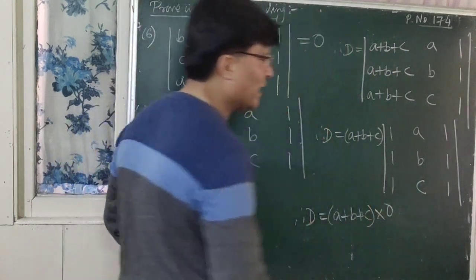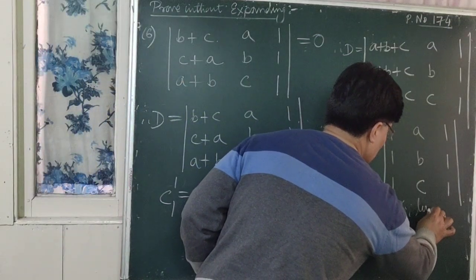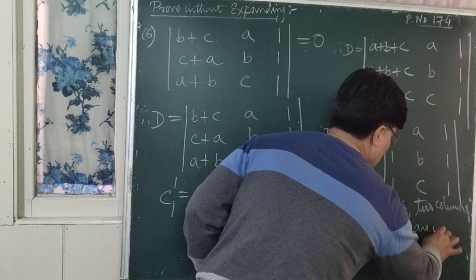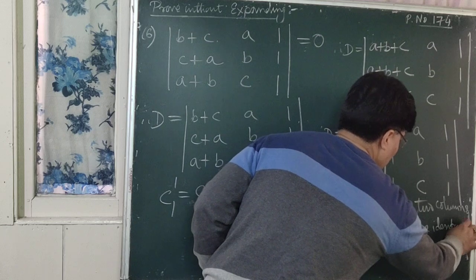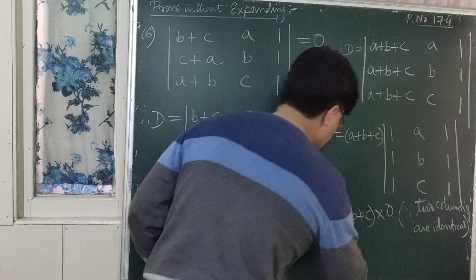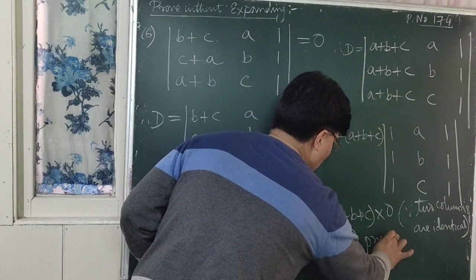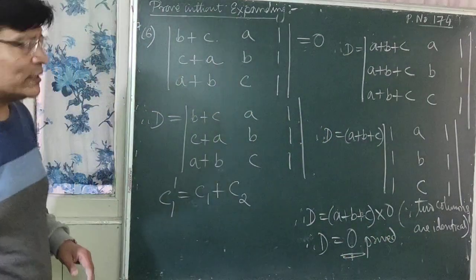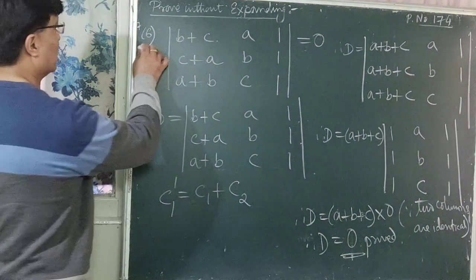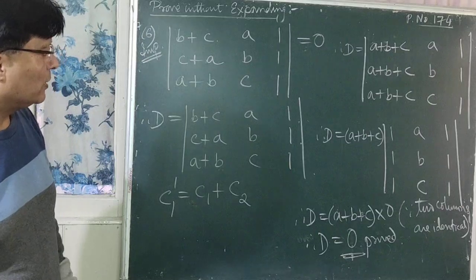So what is the reason behind it? Since 2 columns are identical. That means a plus b plus c into 0 is 0. That means D is equal to 0. Proved. So without expanding, we proved this result. So this is very, very important. Understood? You can copy it.